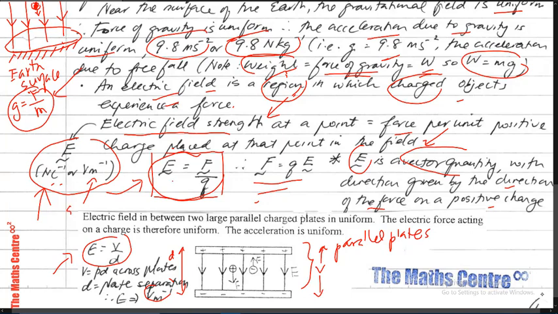Now let's read these two lines. Electric field in between two large parallel charged plates is uniform. So the electric field between these two parallel plates is uniform. You can think of it as constant. Therefore, the electric force acting on the charge is uniform, and we have acceleration that is uniform.